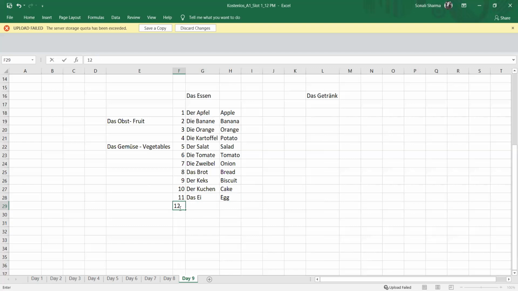Okay. Next is number 12, der Fisch. Der Fisch, which is fish.